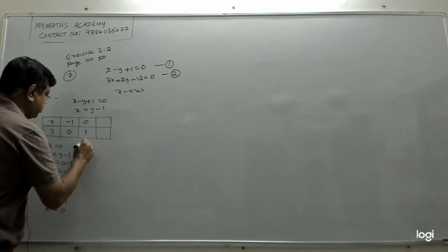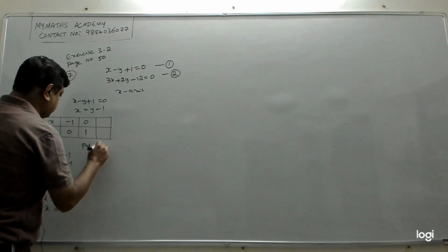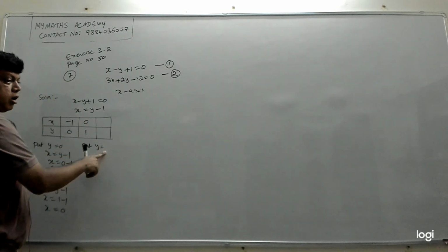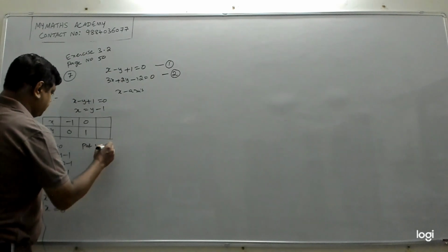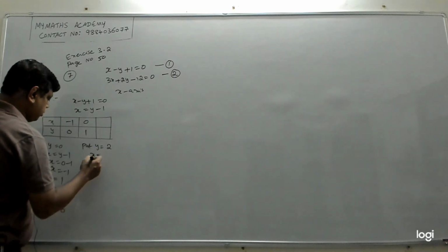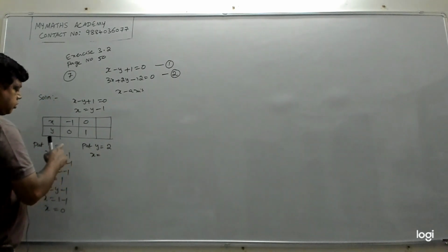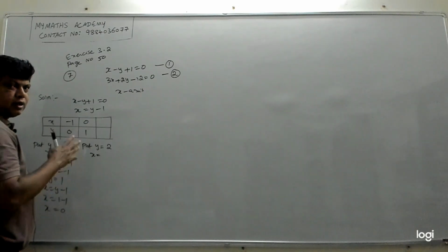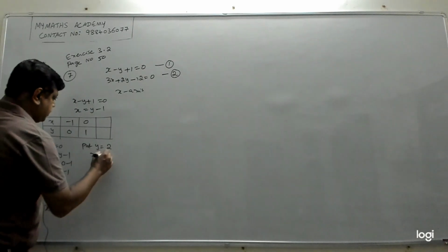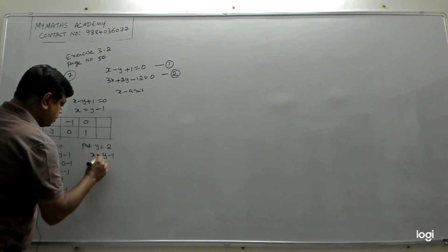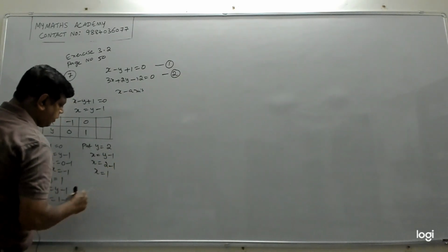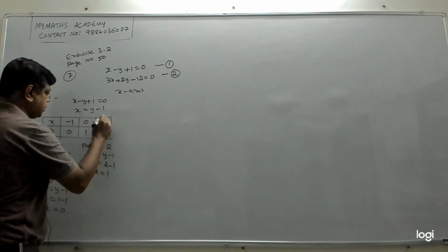Then let's put another value. We can put minus 2, or minus 1, or you can put 2 also, it doesn't matter. So we'll put y is equal to 2. Generally we put 0, 1, minus 1, or you can put 0, 1, 2, any 3 values. So x is equal to y minus 1. In the place of y I am substituting 2, so 2 minus 1, so x is 1. So when I put y is equal to 2, my x is 1.